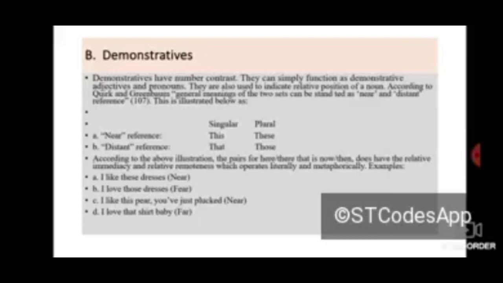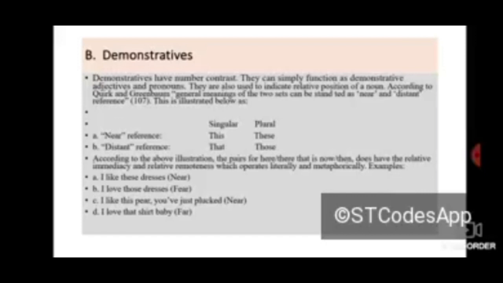We'll move on to demonstratives. Number B is the demonstratives. You already know what demonstratives are. They go with number, and they can function as demonstrative adjectives and pronouns. They are also used to indicate the relative position of a noun: here, there, near, far, distance. They just indicate the relative positions.